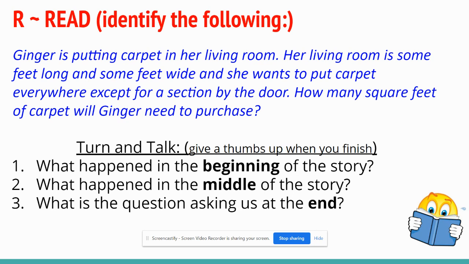So I'm going to stop talking for a minute. If you need a chance to pause, this is a good place to pause so you can think about these things, and then we'll discuss what happened in the beginning, middle, and end of the story.